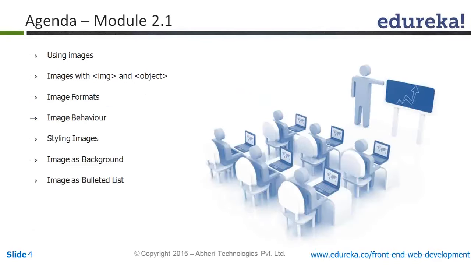So let's start with the first submodule of module 2, that is module 2.1. In this module, we'll see how to use images, how we can display or render images using the img tag. Img stands for image. Similarly, there's another tag called object. Object is a more generic tag compared to img. Img is meant only for images, whereas with object you can embed other content.